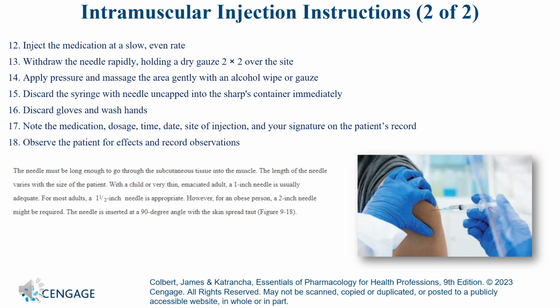The needle must be long enough to go through the subcutaneous tissue into the muscle. The length of the needle varies with the size of the patient. It's not one size fits all. Okay? With a child or a very thin, emaciated adult, a 1-inch needle is usually adequate. For most adults, a 1.5-inch needle is appropriate. However, for an obese person, a 2-inch needle might be required. The needle is inserted at a 90-degree angle with the skin spread taut. Look at the picture, okay?